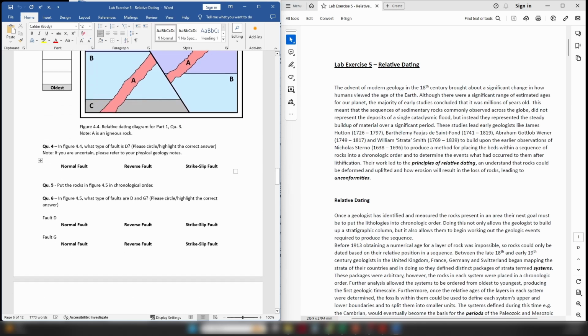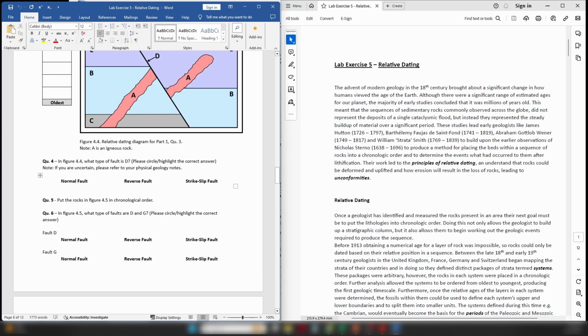So when you look at figure 4.4, please take a minute to work out what type of fault is D. If you are uncertain, there's a few things you can do. You can go back and look at your physical geology notes. You can email me, or if push really comes to shove, there's always Google.